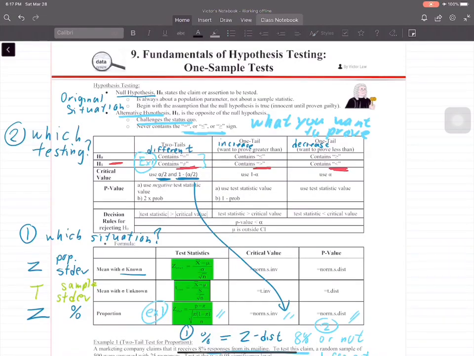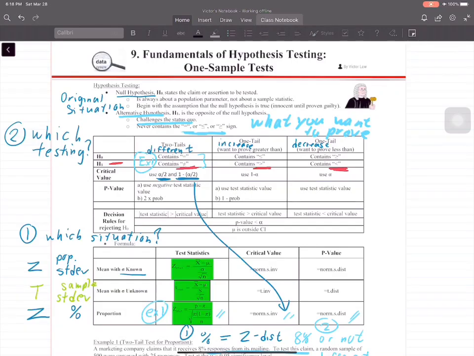And what is new about chapter 9 is that in addition to asking the question, which situation are you in? Now you need to ask one more question. So you need to ask two questions in total. First question is, which situation are you in? And the three situations are the mean with sigma known, the mean with sigma unknown, and proportion. You need to identify which situation you're in. And the second question that you need to ask, this is what is new, is that you need to know which testing you're dealing with. There are three testings: two-tail testing, one tail greater than, and one tail less than.